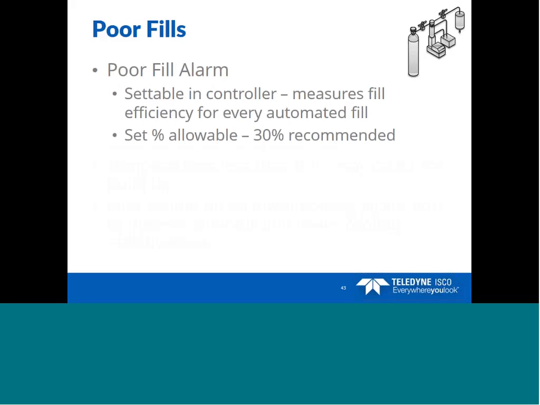Dynesco pumps have a poor fill alarm feature that notifies the user that the CO2 tank is too low by monitoring the fill efficiency. The poor fill alarm is settable in the controller and measures fill efficiency for every automated refill. To operate, set the minimum allowable fill in percent. Usually setting a 30% or greater fill is recommended. That is, if the fill begins at 80% efficiency with a new tank, then the alarm will not activate until the fill is less than 30%.